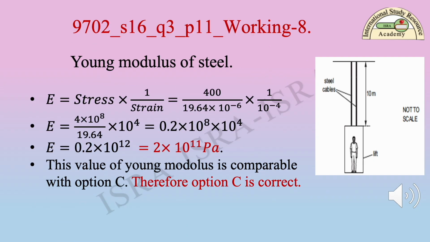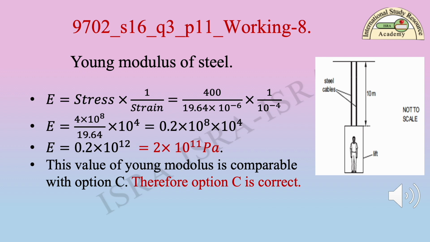Working step 8. Young modulus of steel. Capital E is equal to stress into 1 over strain. This is equal to 400 over 19.64 times 10 raised to the power minus 6 into 1 over 10 raised to the power minus 4. Capital E is equal to 4 times 10 raised to the power 8 over 19.64 into 10 raised to the power 4, and this is equal to 0.2 times 10 raised to the power 8 times 10 raised to the power 4. Capital E is equal to 0.2 times 10 raised to the power 12 is equal to 2 times 10 raised to the power 11 Pascal.